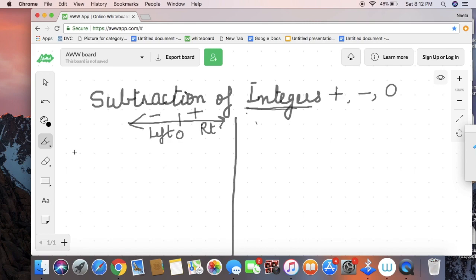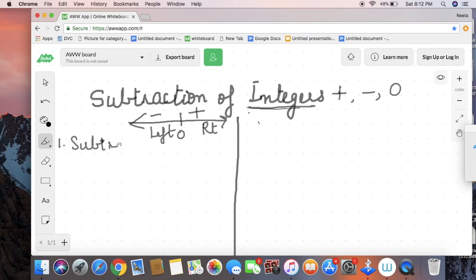Suppose the question is, subtract 65 from minus 80. So the integer which has come later on, we write first. What is that? 65 or minus 80? It is minus 80. So we write minus 80. Then we give the sign. Which sign is used in the question? Negative. Subtraction.